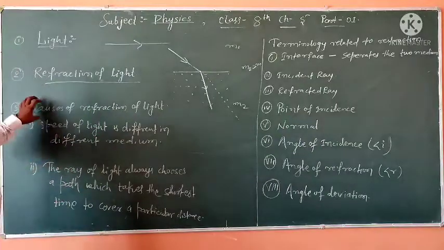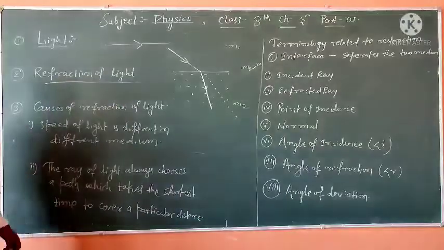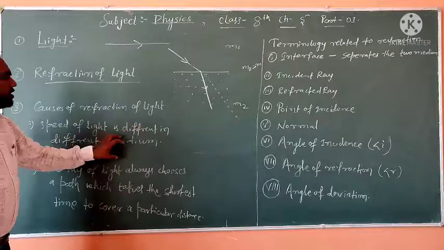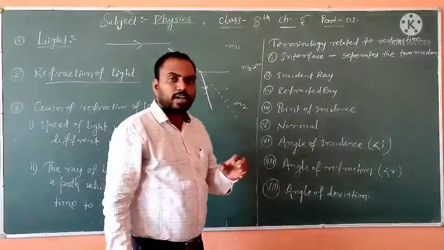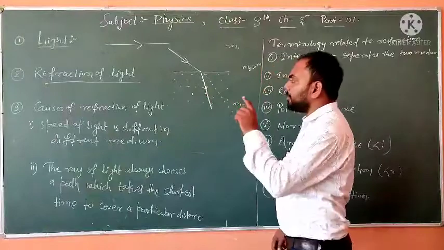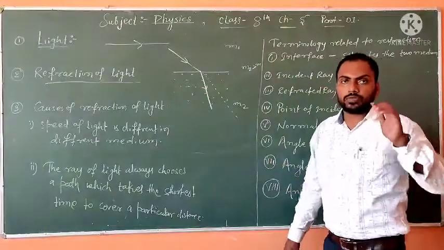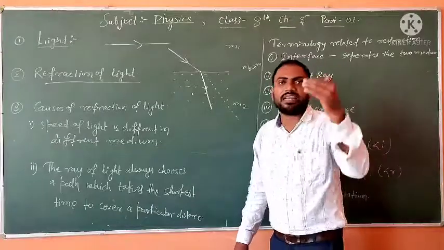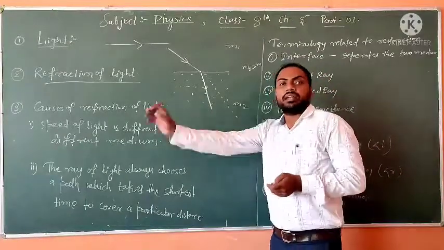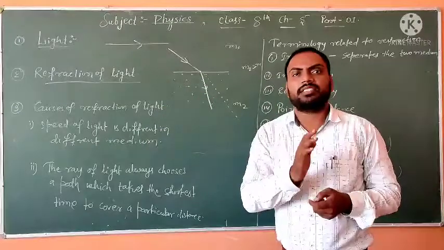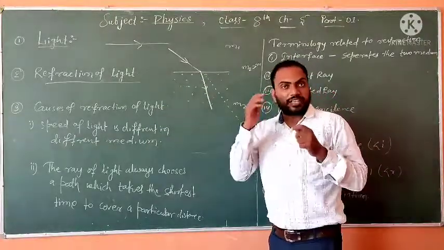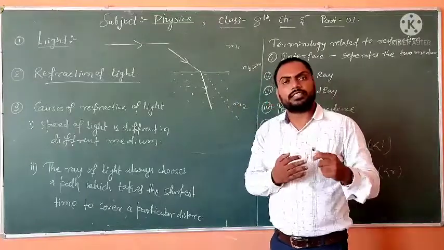Dear, what is the cause of refraction of light? The speed of light in different media is different. That is the basic cause, because when light travels from one medium to another medium having different density, its speed changes. If it is a denser medium, the speed will decrease. If it is a rarer medium, it will increase.